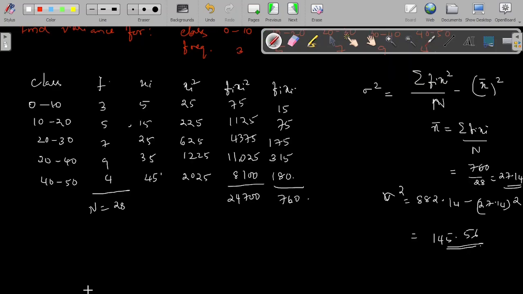This problem can also be solved using the formula sigma square equal to summation of fy into xi minus x bar whole square divided by capital N, i equal to 1 to n. This formula can also be used to solve the problem. Here I have used the second formula.